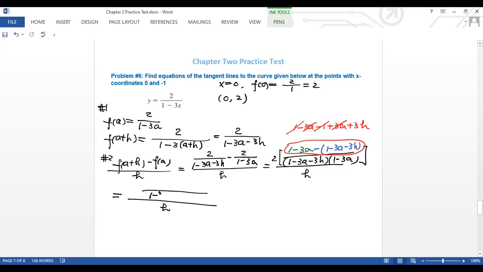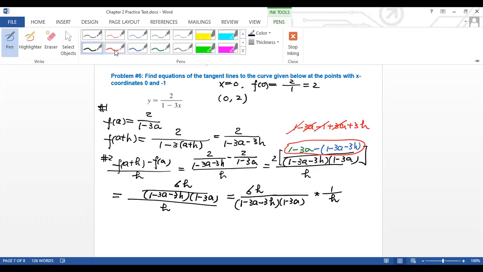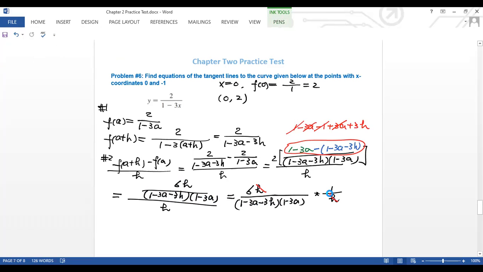So this is 1 minus 3a minus 3h, and 1 minus 3a. So what is here? 6h. All right, and now I simplify this. So this is 6h, 1 minus 3a minus 3h, and 1 minus 3a times 1 over h. All right, almost there. Okay, so whoa, h is good. We cancel that out, right? So that's good.